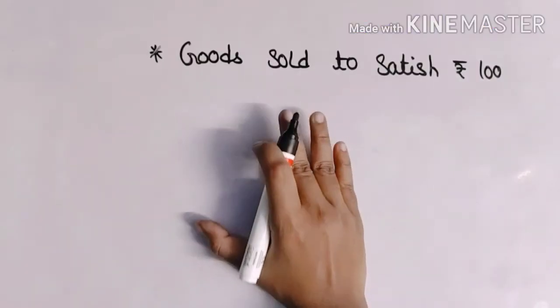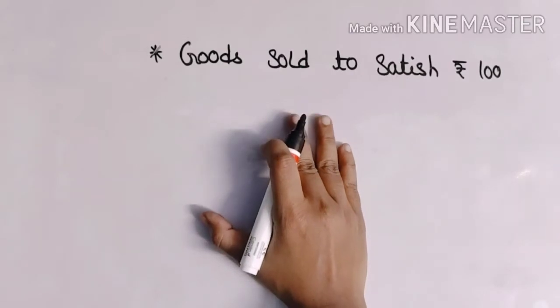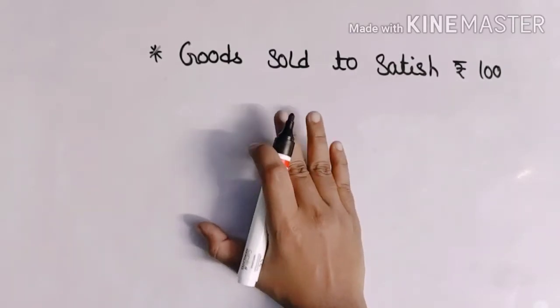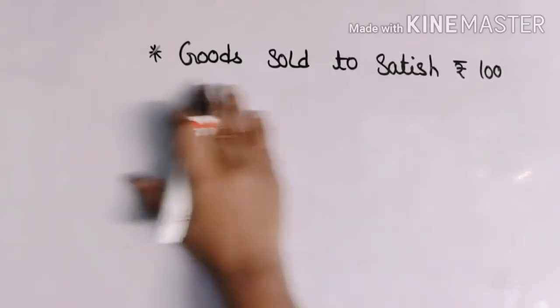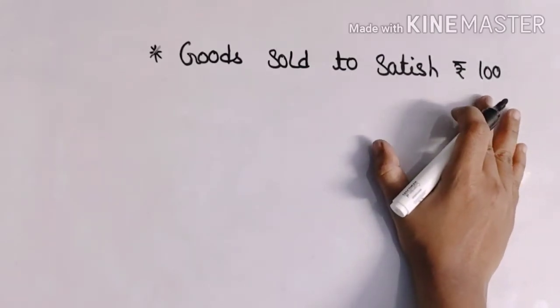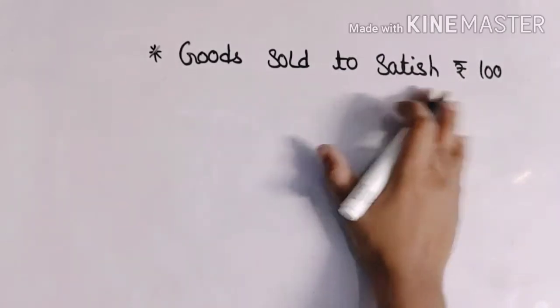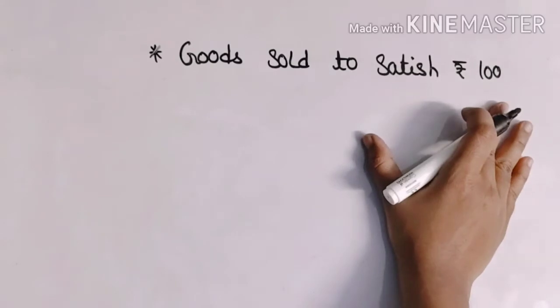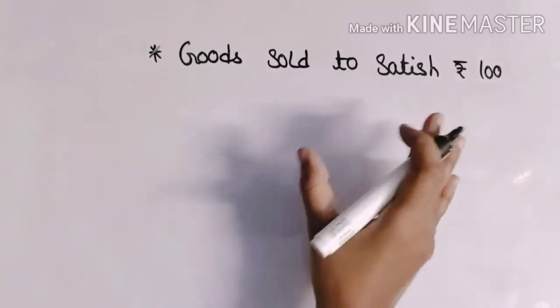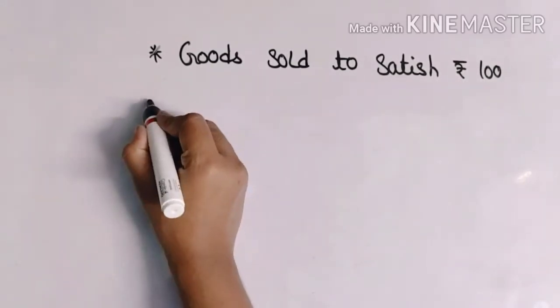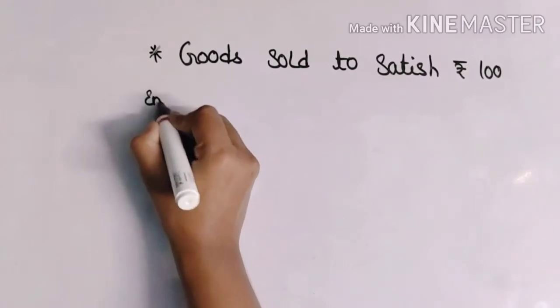Before going into the actual topic, firstly we will recollect how to post the entries. Here I gave you a business transaction, that is goods sold to Satish ₹100. This is the business transaction. This transaction, firstly we have to record in the journal book. Okay, first entry.